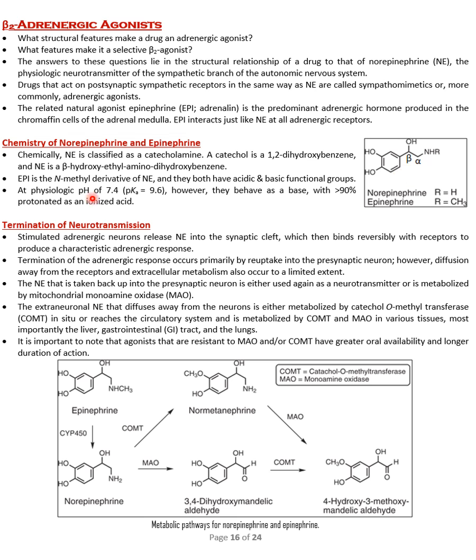At physiologic pH of 7.4, since the pKa is 9.7, both of these would be 90% ionized and protonated and act as basic drugs. Okay, let's look at the metabolism or the termination of these neurotransmitters, basically the fate of these neurotransmitters.